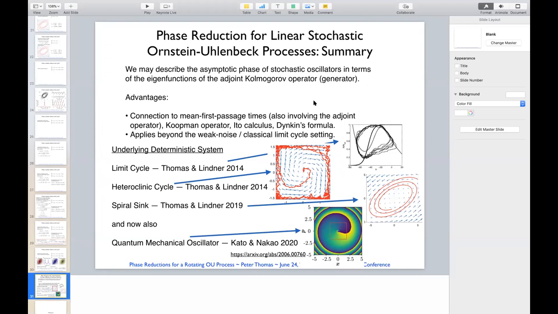So what we've shown is that this idea of diagonalizing the generator of the Markov process gives you a notion of asymptotic phase that you can apply not only to limit cycle systems, like I showed, and heteroclinic cycle systems, where there's no underlying limit cycle without the noise, but even to a simple spiral sink, where you can't define the phase under the deterministic setting. And as I mentioned, Kato and Nakao have extended this idea also to quantum mechanical oscillators. Okay, so that's that.